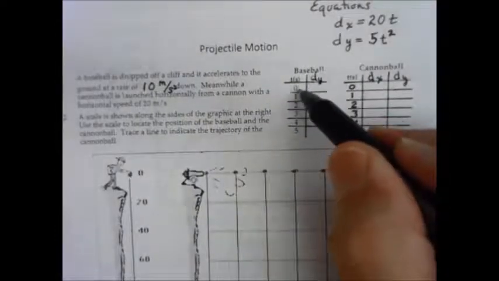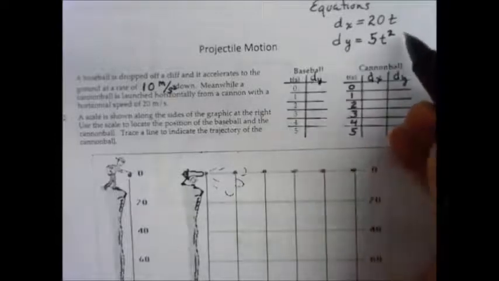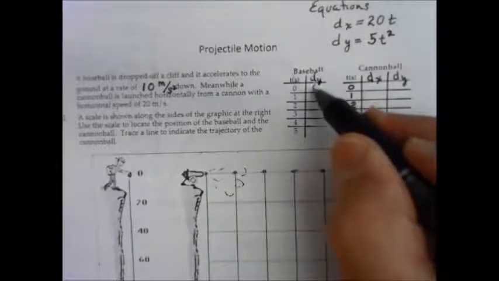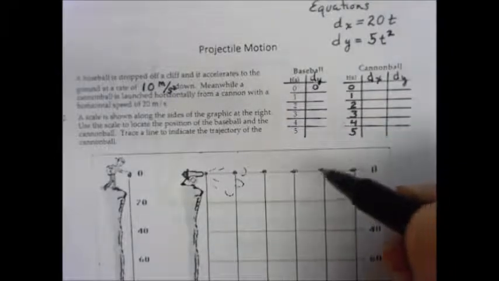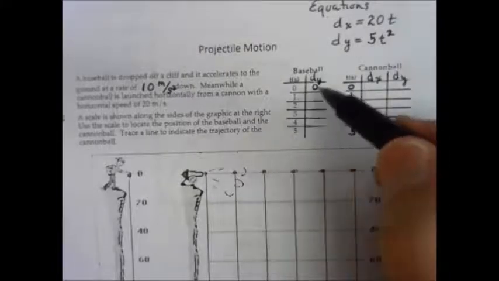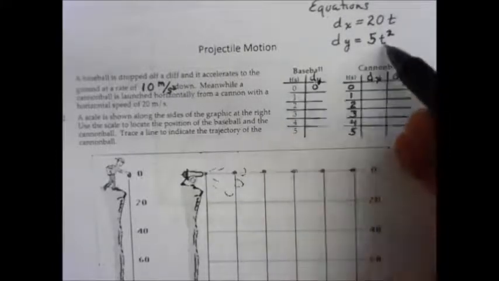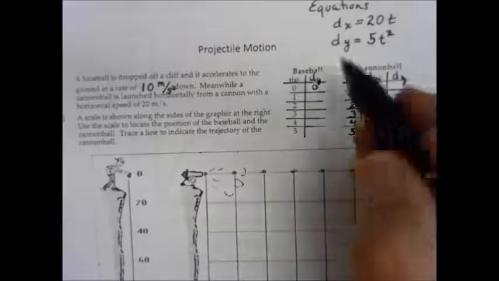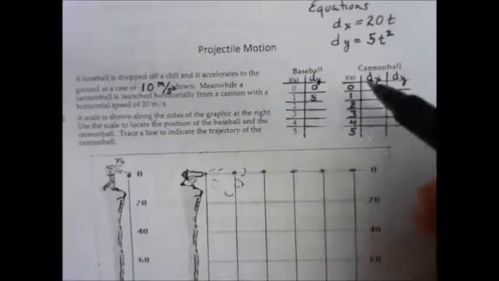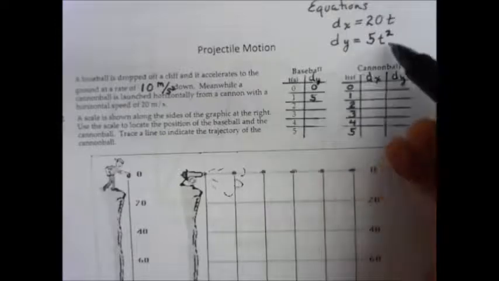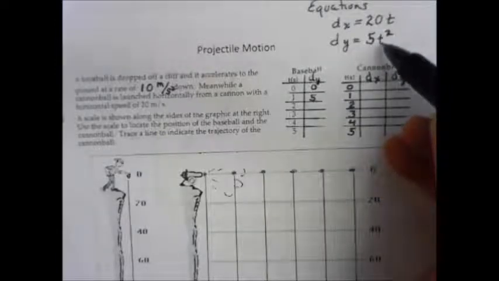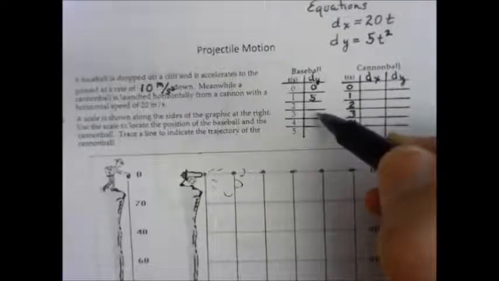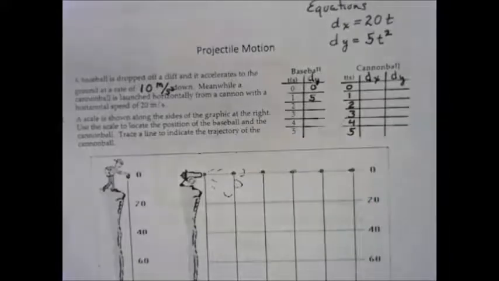If I take the value for t at t equals 0 and plug it into the dy equation, 0 squared is 0 times 5 is 0. So at time 0, dy is 0. At time equals 1, I plug t equals 1 into this equation, and 1 times 1 is 1 times 5 is 5. Okay? And then for t equals 2, you plug t equals 2 into the equation, and you get... So go ahead and fill out the rest of this data table for dy.